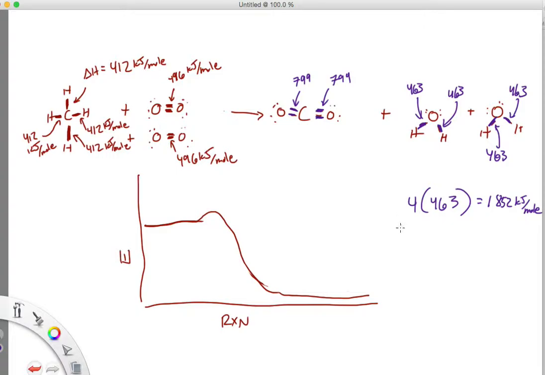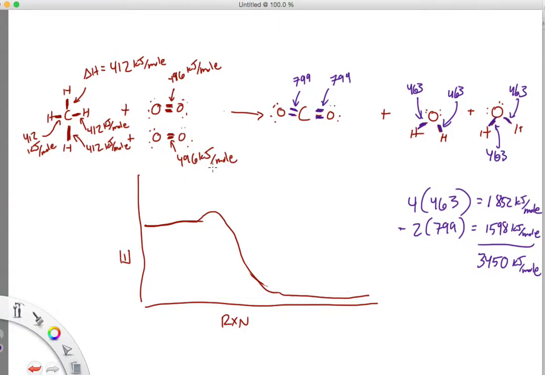So that's all those. Now here's 2 times 799. This is 1598 kilojoules per mole. So if you add these together, you're going to get 3,450 kilojoules per mole. So that's how much energy it requires to break all these bonds.